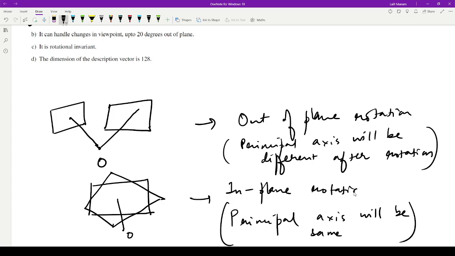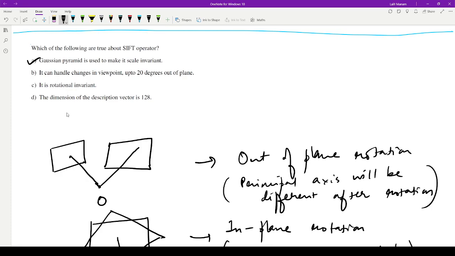So now can you answer this? It handles changes in viewpoint up to 20 degrees out of plane. The answer is no. It can handle up to 60 degrees. Of course, there is no proof for it. It's empirically seen that it can handle up to 60 degrees. That's all. Is it rotational invariant?